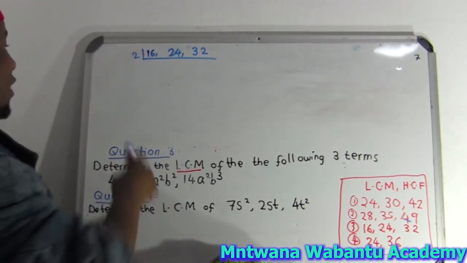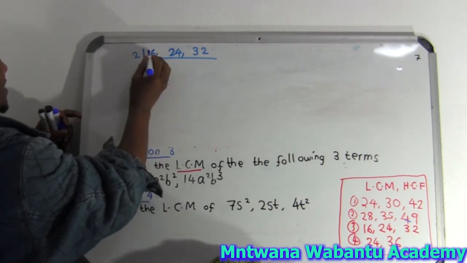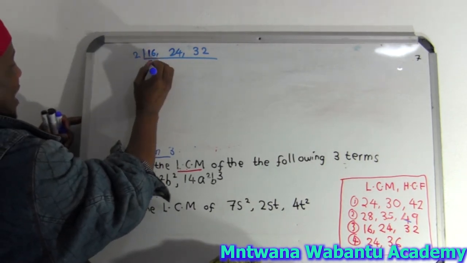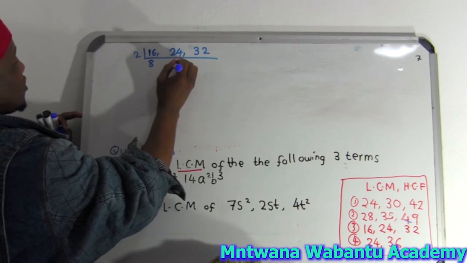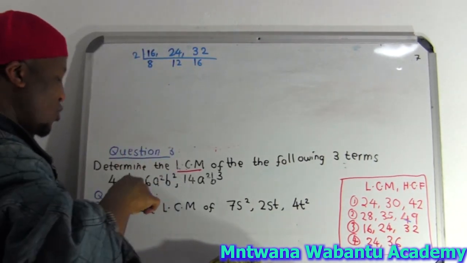Yeah, 2 can go. And you know, we're lucky, it's going to go for all the numbers. Okay, 16 divided by 2 equals 8. 24 divided by 2 equals 12. 32 divided by 2 equals 16. So what we do here, remember, we tick.